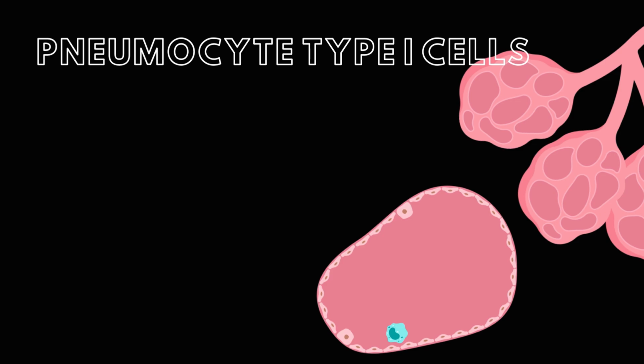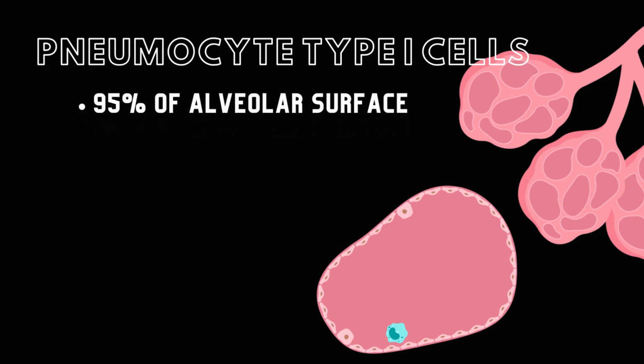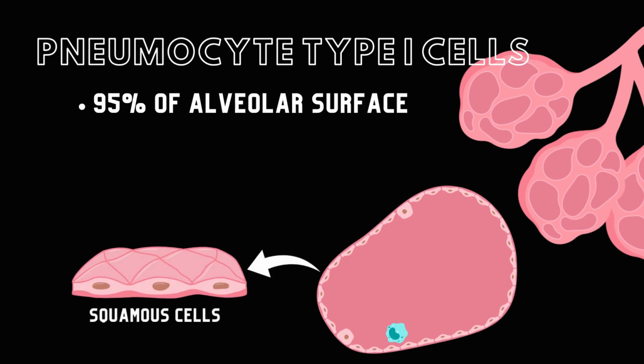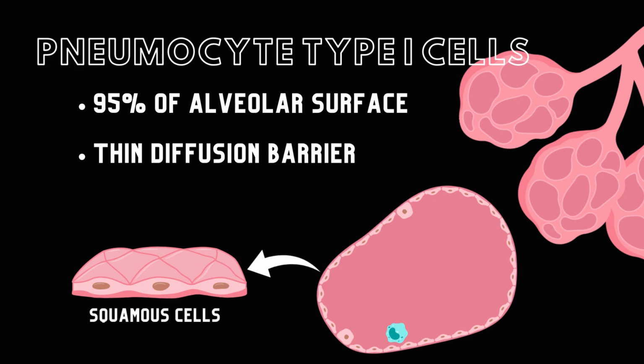Pneumocyte type 1 cells, which are also called squamous alveolar cells or septal cells, make up approximately 95% of the alveolar surface. These cells are squamish in shape and form the simple squamous epithelial wall of the alveolus. This epithelial wall provides a very thin diffusion barrier between the alveolus and the capillaries of the pulmonary vascular system, allowing for the fast diffusion of gases.